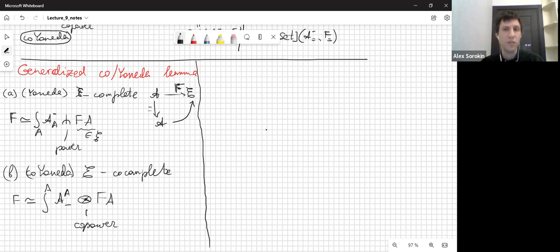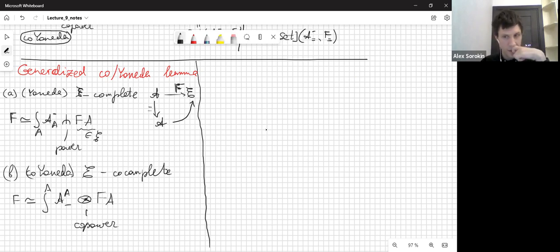Yoneda and co-Yoneda lemmas. You can try this using natural transformations, because for natural transformations, we use the trick that power will be given by set and end of set from one functor to another. It's natural transformation between these two functors. Otherwise, we can do this.